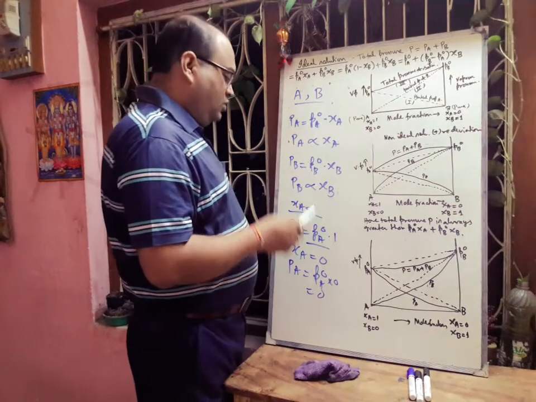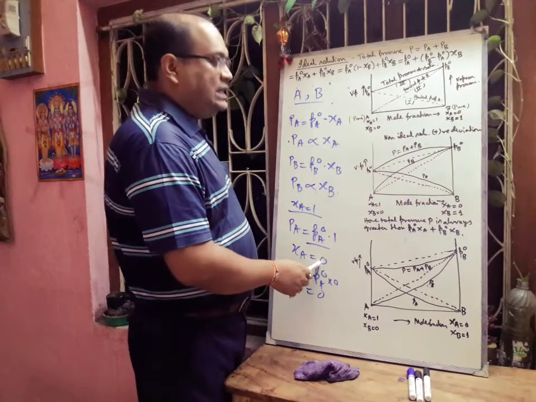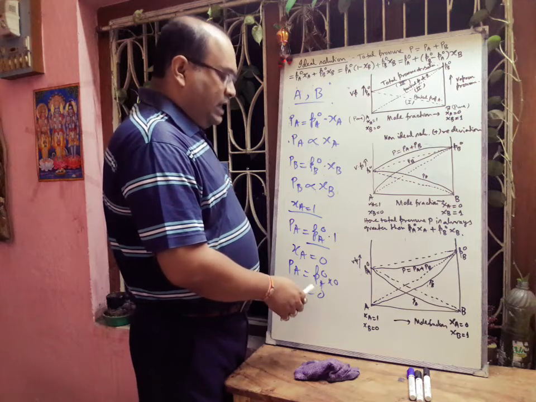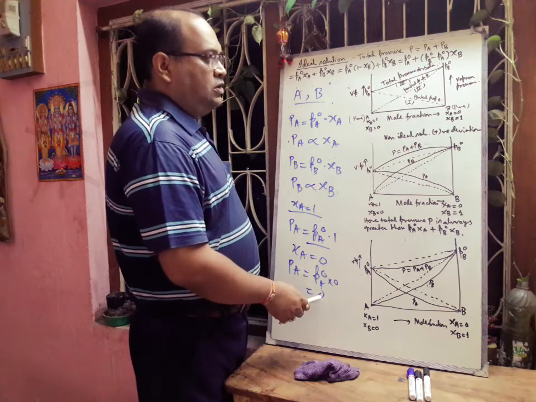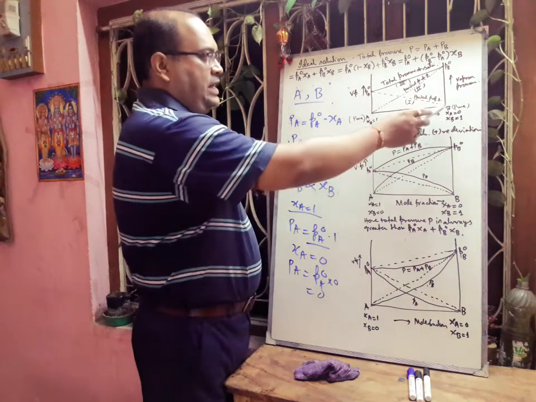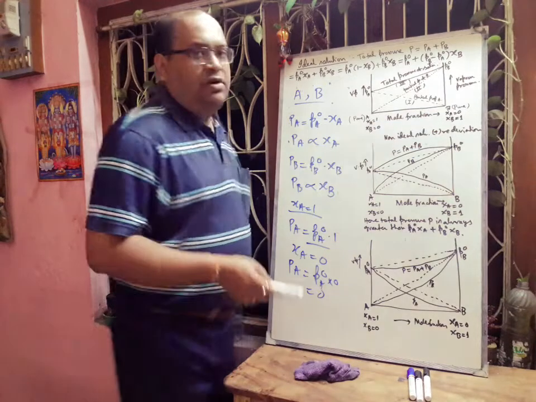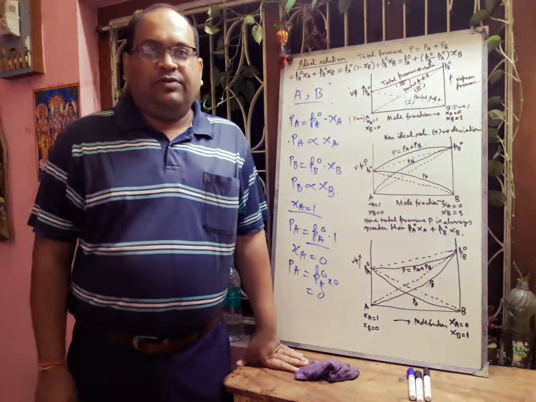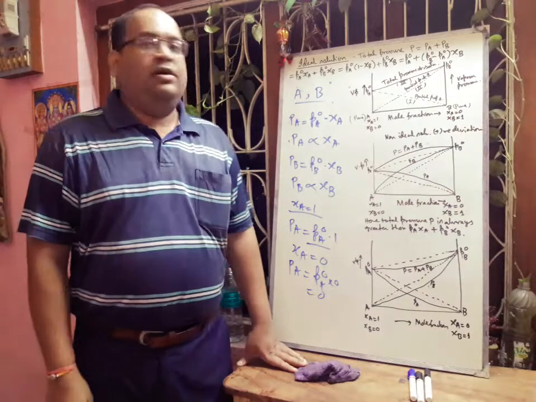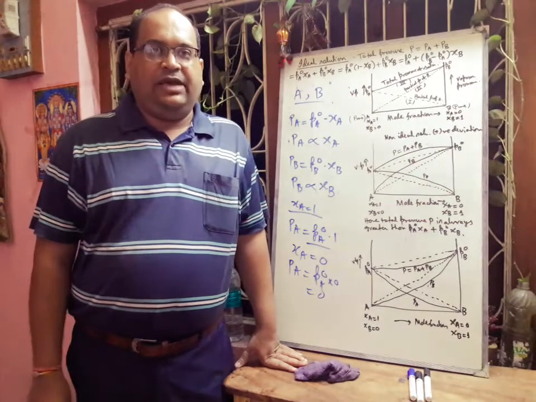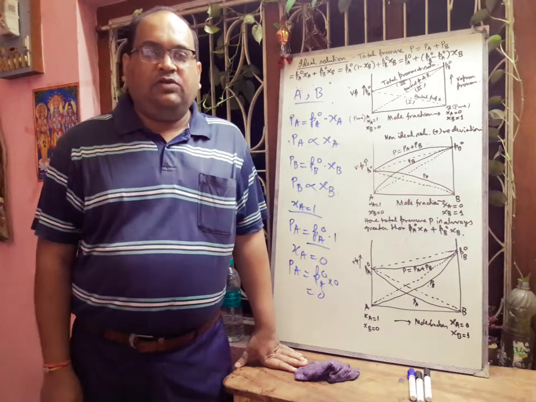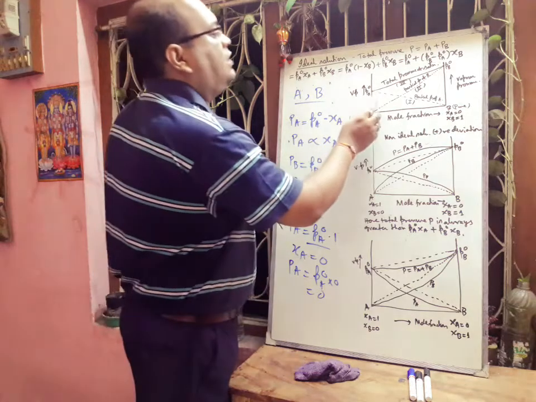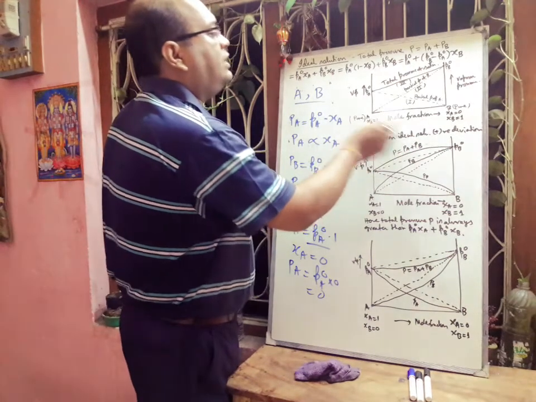And when there is no Xa, that means Xa is equal to 0, then Pa is equal to 0. Here Pa is equal to 0. So from here we can draw a straight line. When a graph is drawn between Pa and Xa, we get a straight line passing through Pa0 and 0, and it is shown by the dotted line.